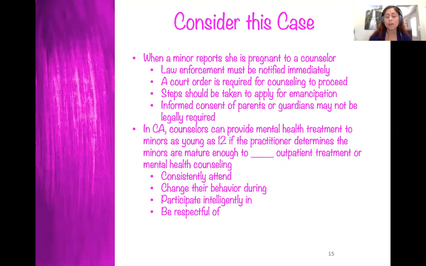Okay, so A, law enforcement must be notified immediately. There's no imminent risk here related to her intending to harm somebody else, which is normally where law enforcement comes into play with homicidal ideation. So that is not the correct answer. B, a court order is required for counseling to proceed, is not correct. The minor is 13, so technically she can consent to her own treatment in certain circumstances. So we don't have that situation happening here. C, steps should be taken to apply for emancipation. This seems like quite a leap from a client who's sharing about pregnancy, who hasn't expressed necessarily anything about her wanting to emancipate from her parents, so this doesn't seem appropriate.